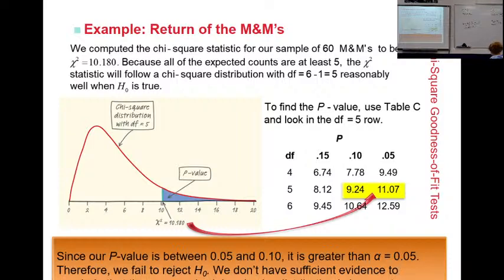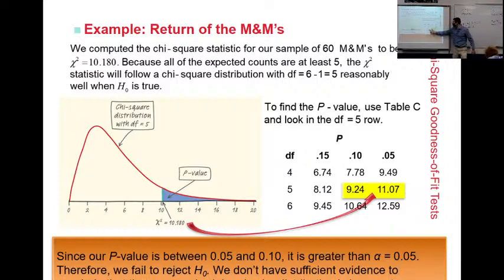Why is it now, instead of just the alpha level, it's between 0.05 and 0.1? If you're doing it on the calculator, you're going to write the specific p-value. Right, the p-value of 0.07 is greater than alpha of 0.05. Gotcha. It is just because they're using the table, and the table doesn't give specific values.